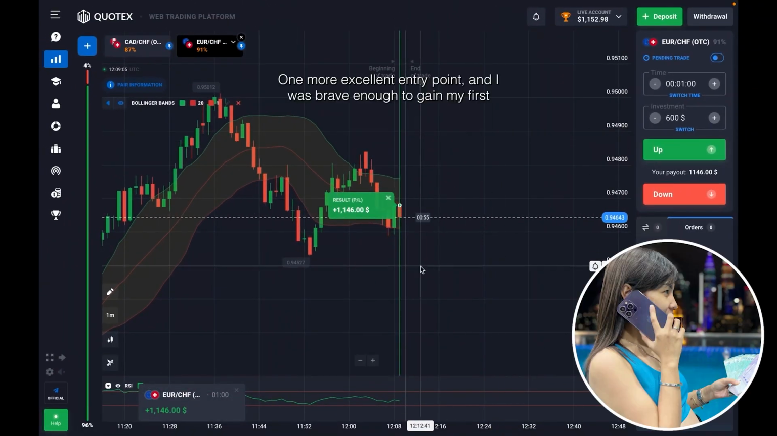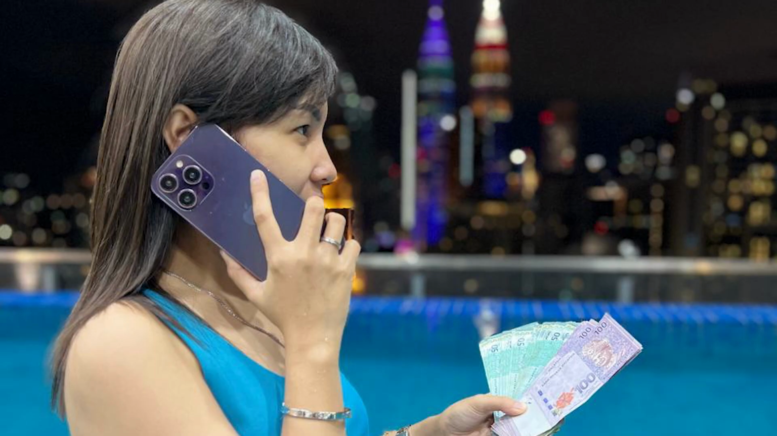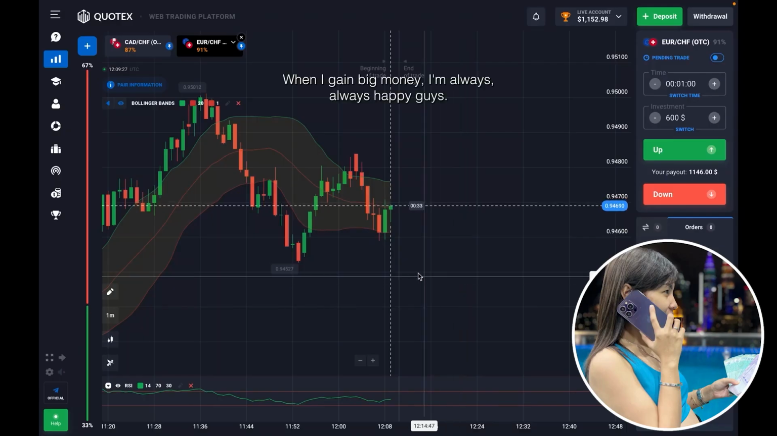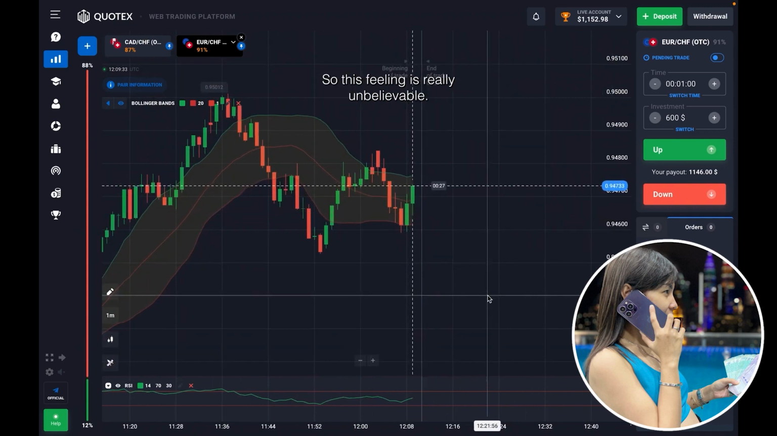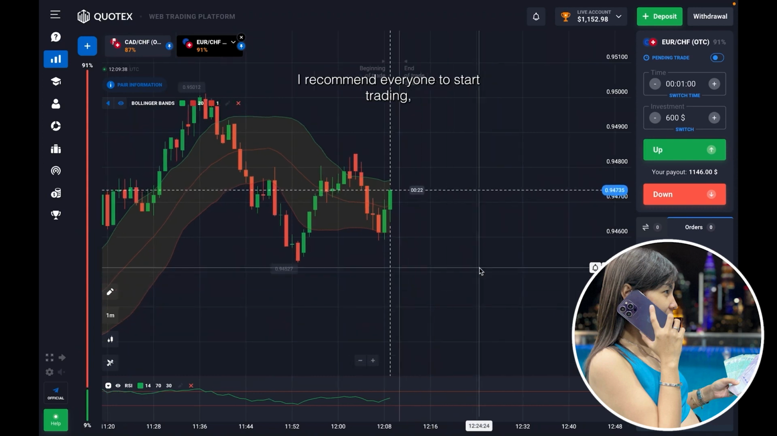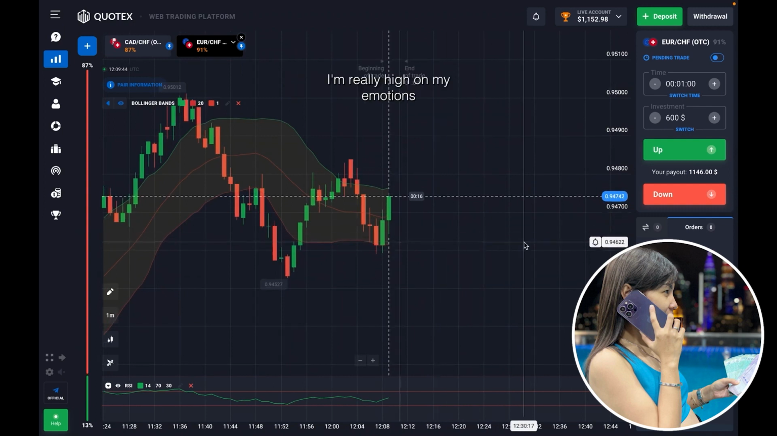And one more excellent point, guys. I was brave enough to get the first $1,000. If I were a beginner, I would be on cloud nine from these feelings. Yes, I would be over the moon from these $1,000. Right now I'm also over the moon, because I'm always happy when I gain a profit. So when I get really big money, I'm always happy, and this feeling is so unbelievable for me. I really recommend starting trading to get those feelings and emotions.